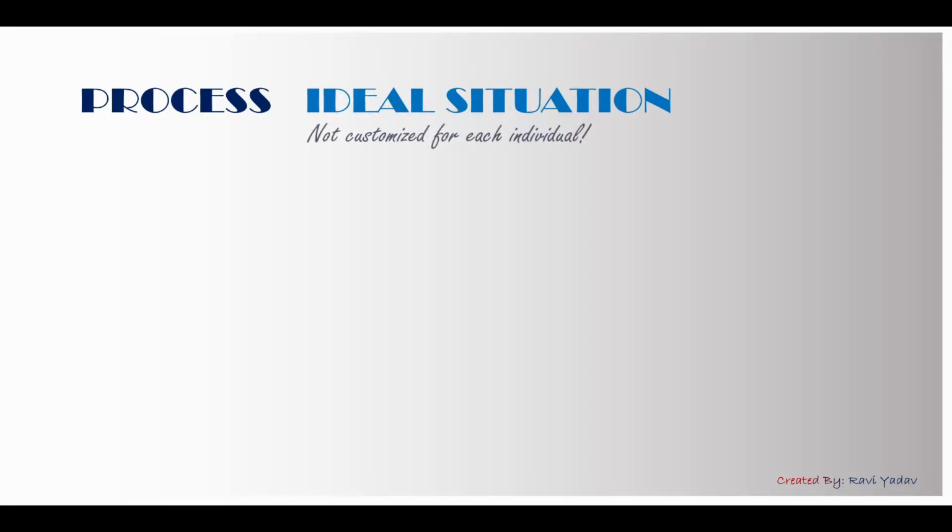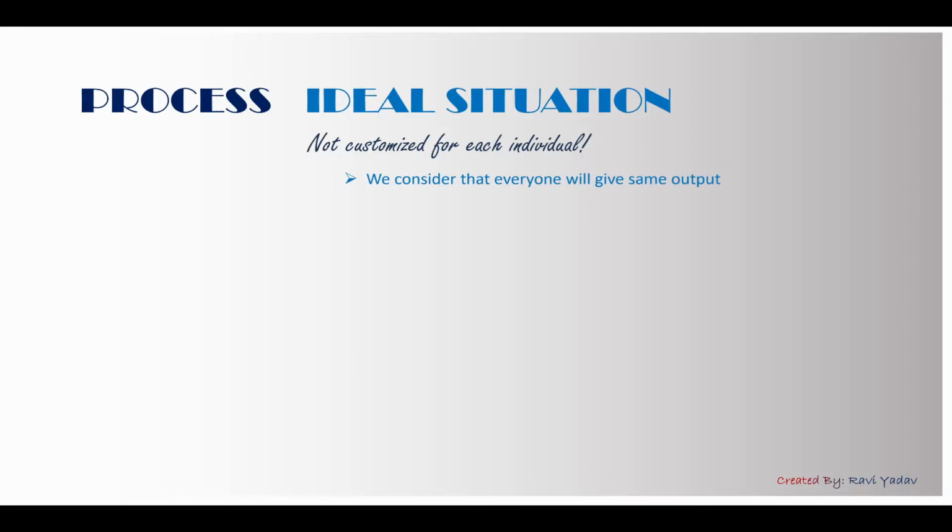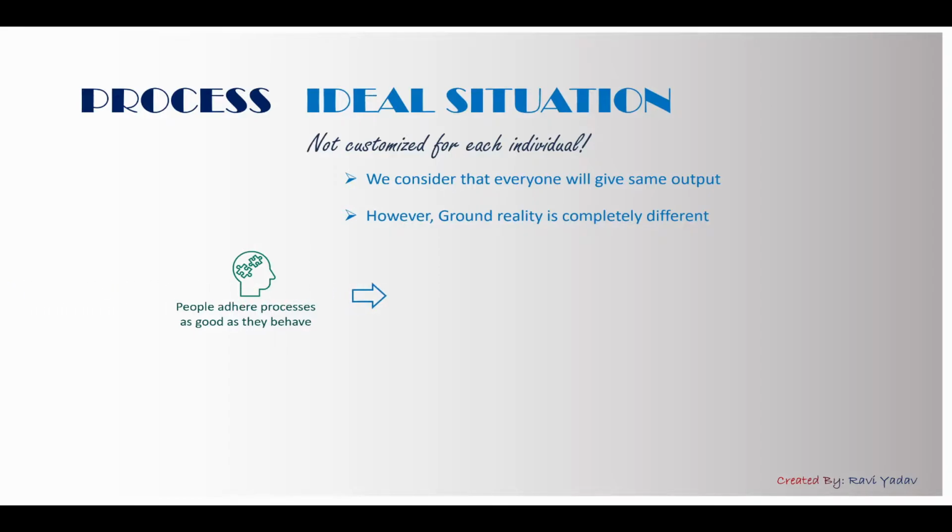When we make any process, we think of an ideal situation, and these processes are not customized for every individual. We think that everyone will give the same outcome. However, the reality of ground operations is very different. People adhere to these processes as well as they behave. Are we following any operational metrics to map this human behavior?